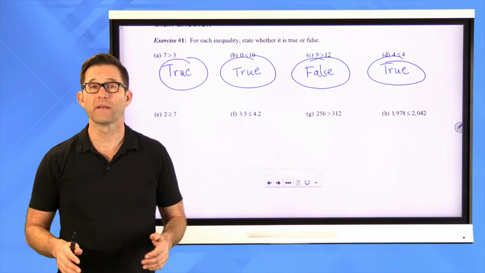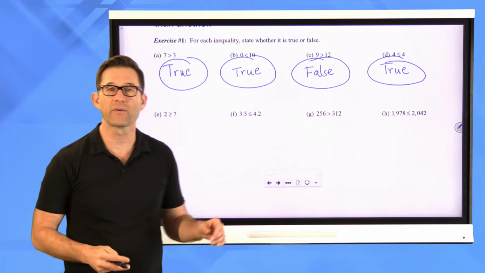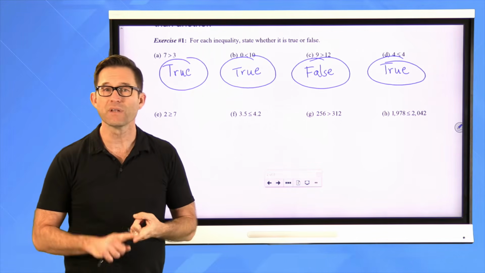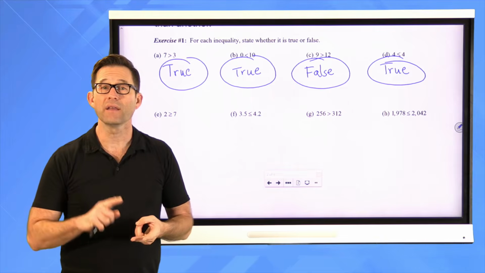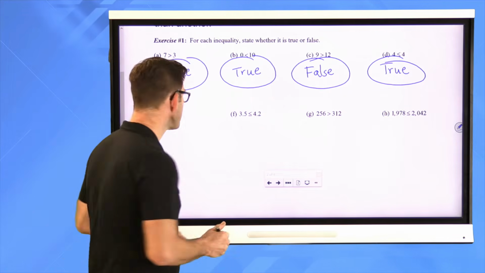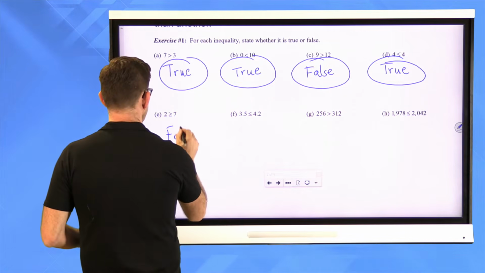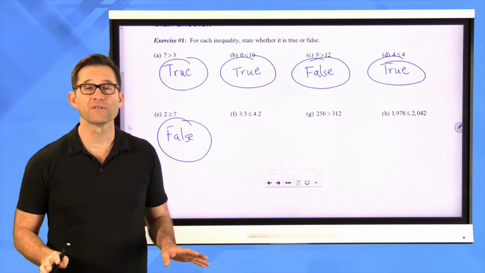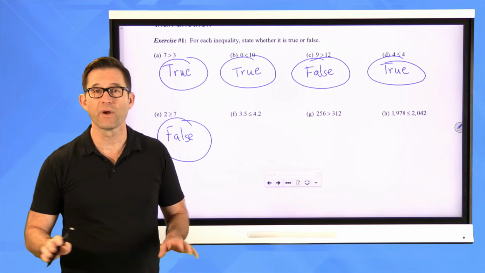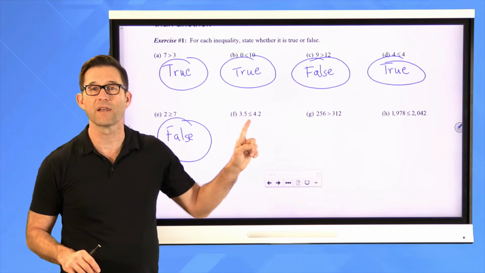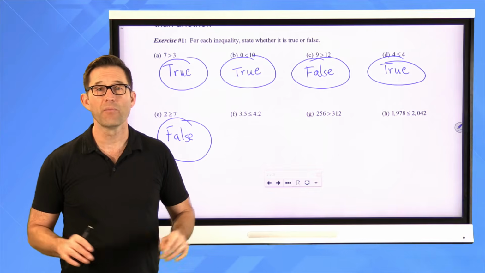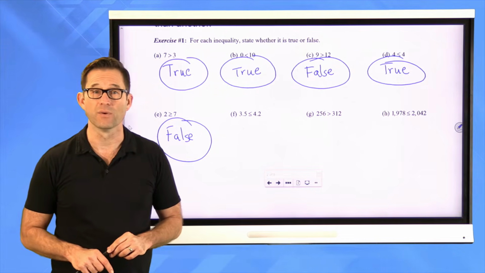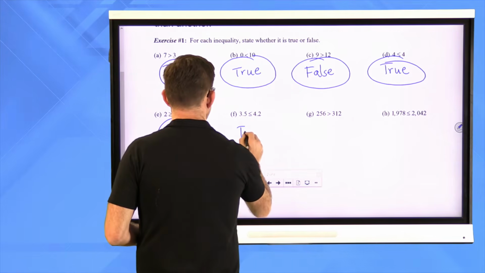All right, numbers can be big, numbers can be small, numbers can be whatever. Letter E says 2 is greater than or equal to 7. Well, 2 is not greater than 7, and 2 is not equal to 7. Since both of those are false, my answer here is false. No question that we should also be able to evaluate decimals. 3.5 is less than or equal to 4.2. Well, 3.5 is certainly not equal to 4.2, but it is less than 4.2. So that's true.